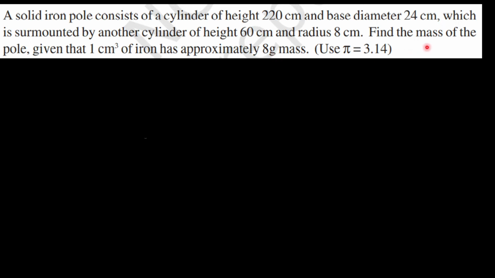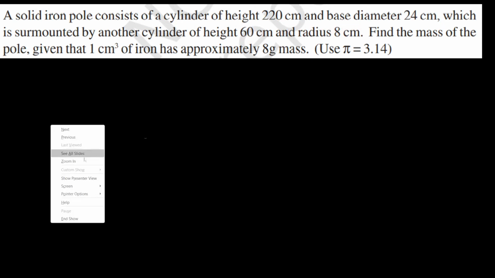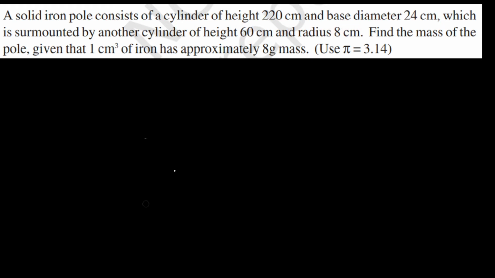We have to find the mass of the pole, and that mass is obtained by finding the volume. So whenever you want to find the mass of a solid object, you have to find the volume first. Now I'll repeat the first sentence again. A solid iron pole consists of a cylinder of height 220 centimeter and base diameter 24 centimeter. That means here we have a solid iron pole of cylinder height 220 centimeter.